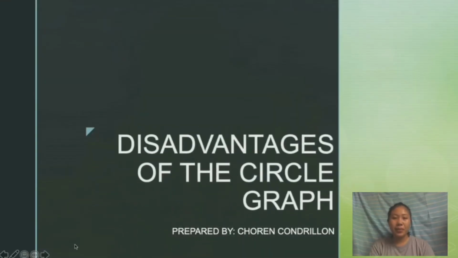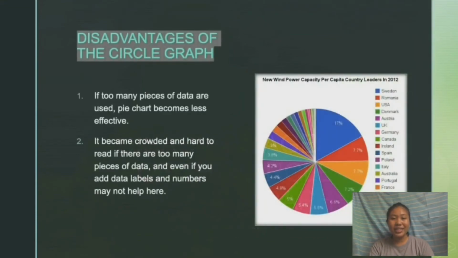Today's topic is all about the disadvantages of a circle graph. As we all know, a circle graph is known as a pie chart. A pie chart becomes less effective if it uses too many pieces of data. Let's take a look at this list of the disadvantages of a circle graph.